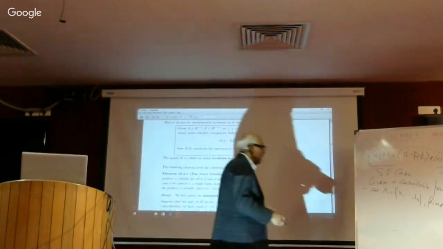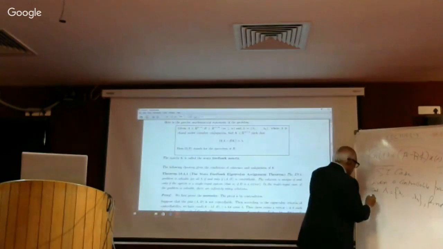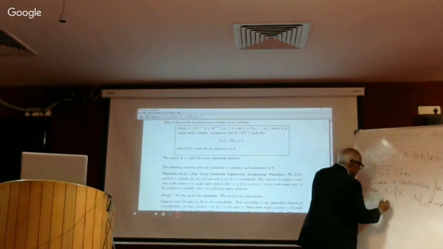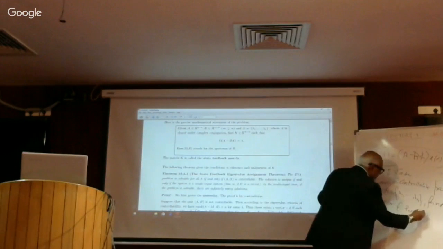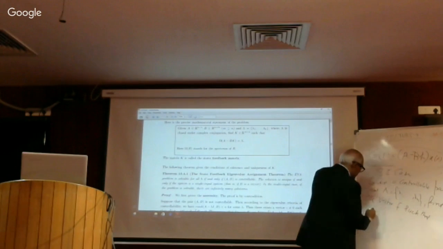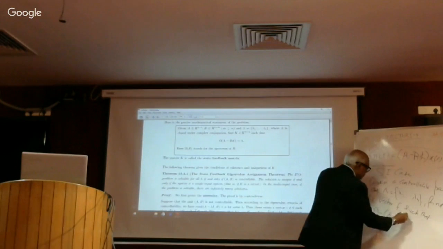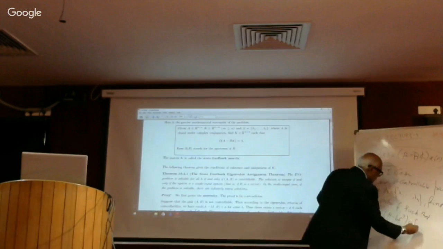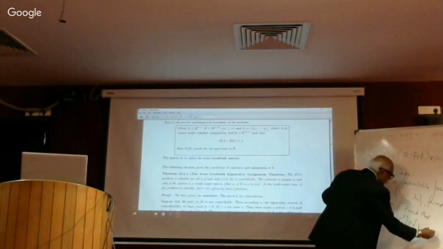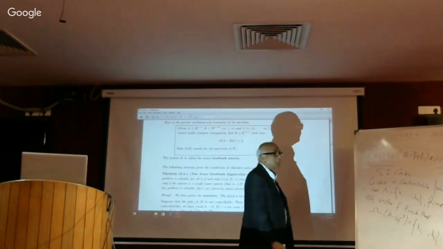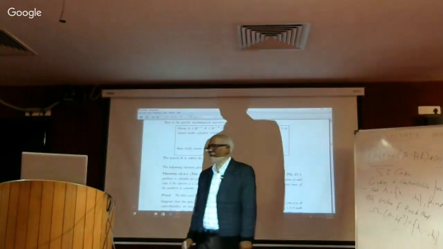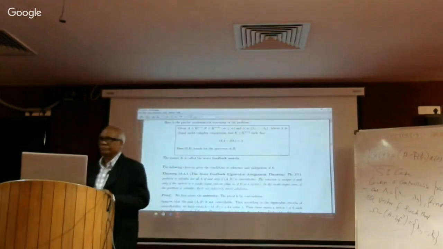So find a vector F such that the spectrum of A minus B F transpose is equal to lambda 1 up to lambda n. So this is the statement of the eigenvalue problem in the single input case.